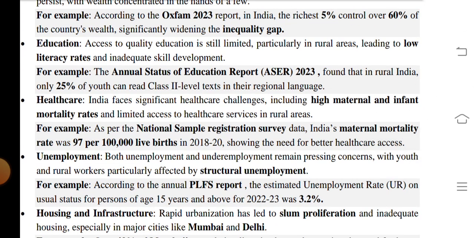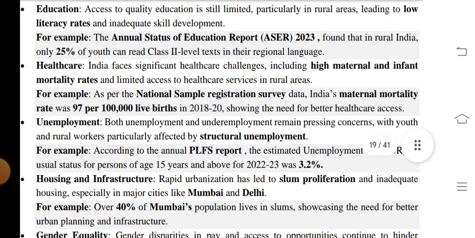Healthcare: India faces significant healthcare challenges, including high maternal and infant mortality rates and limited access to healthcare services in rural areas. For example, as per the National Sample Registration Survey data, India's maternal mortality rate was 97 per 100,000 live births in 2018 to 2020, showing the need for better healthcare access.